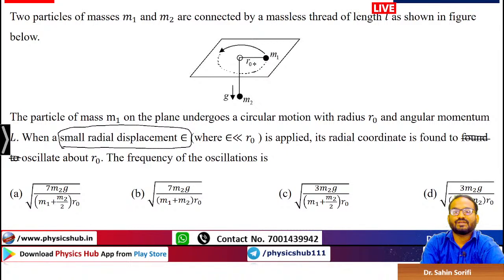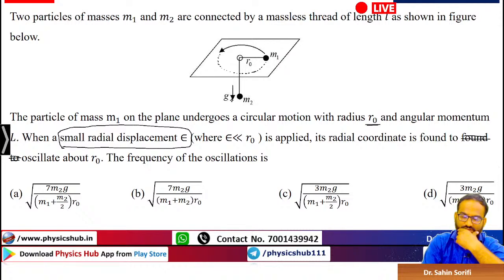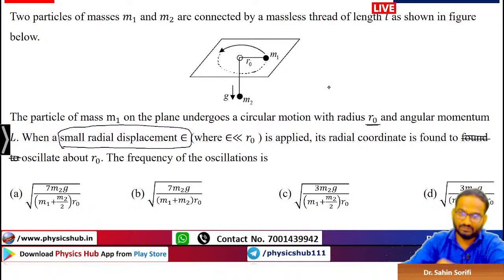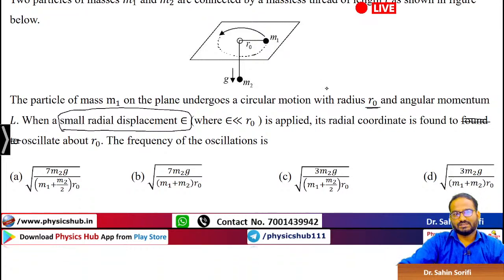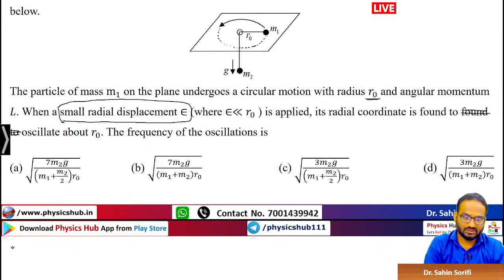So when it is moving in a circular track of radius r0, what is the equation of motion for m1 and m2? Look, acceleration due to gravity is acting downward. So first of all, let us try to write the equations of motion for the masses.